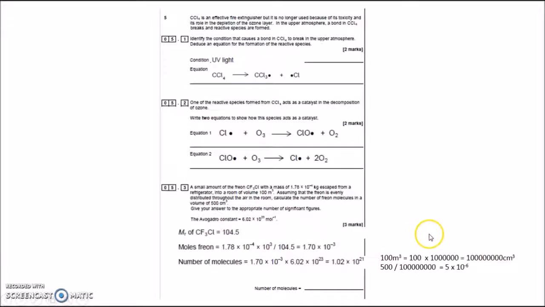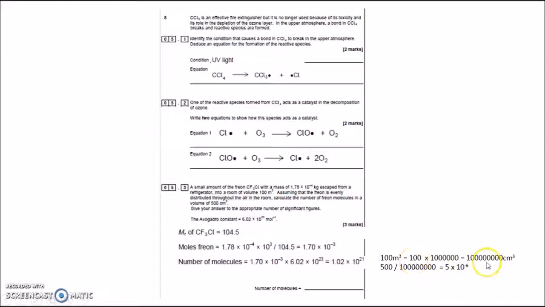100 times 100 times 100 is 1, 2, 3, 4, 5, 6. That's the number of centimetres cubed in a metre cubed: a million, 1 times 10 to the power 6, 1 with 6 noughts. And it says I've got 100 metre cubed.